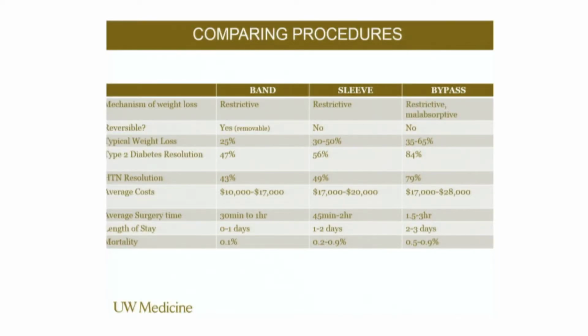If you compare these three procedures, the band, the sleeve, and the bypass, they really fall along a spectrum. If you look at typical weight loss, resolution of diabetes, resolution of high blood pressure, average cost, time of surgery, length of stay, and mortality, they really fall along a nice spectrum.